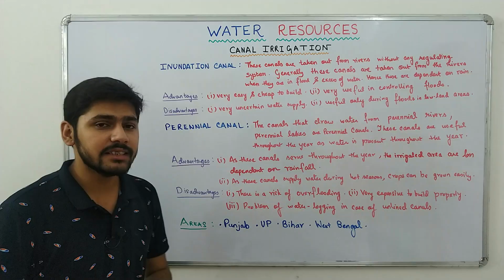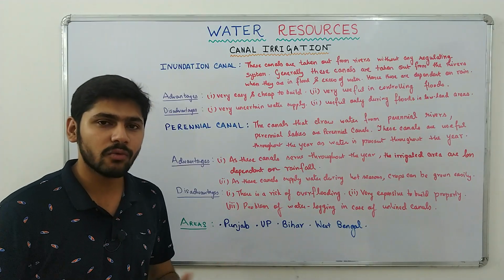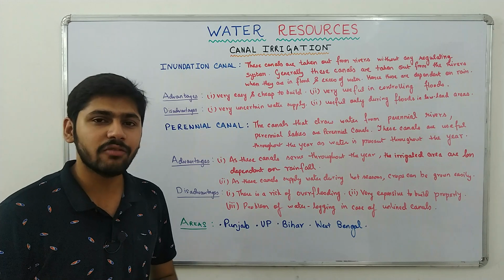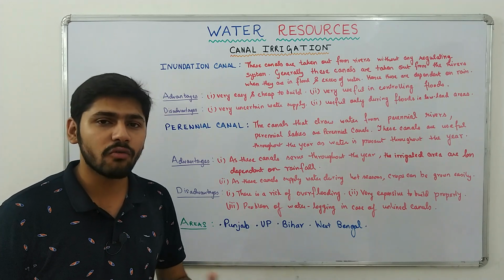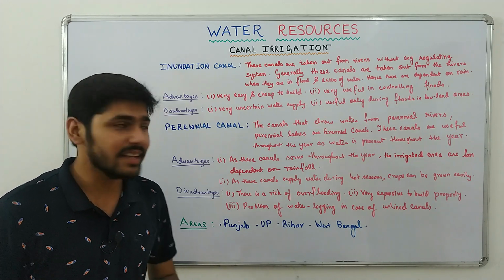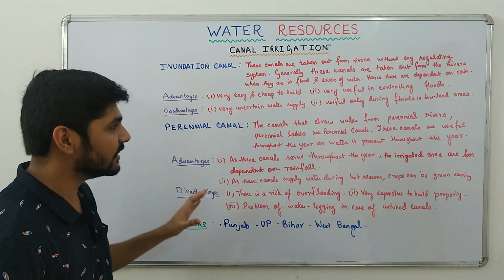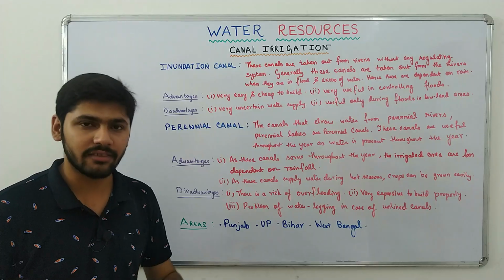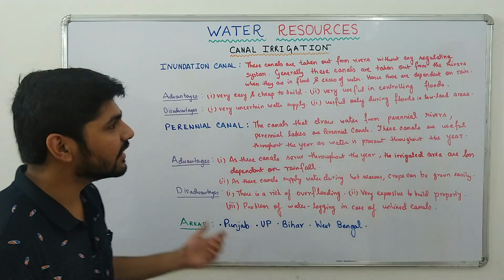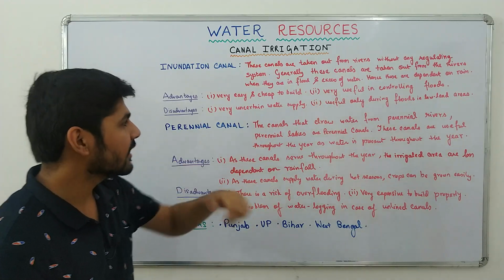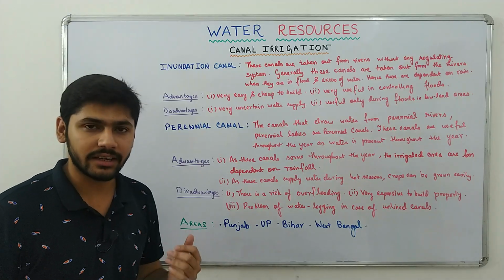Now, if it is taken out during the rainfall season when there are floods, if the rainfall is very less, there will be no water in the inundation canal. Hence, the water supply is very uncertain and it depends on rainfall. It is also written over there that these are dependent on rain. Hence, the water supply is very uncertain.